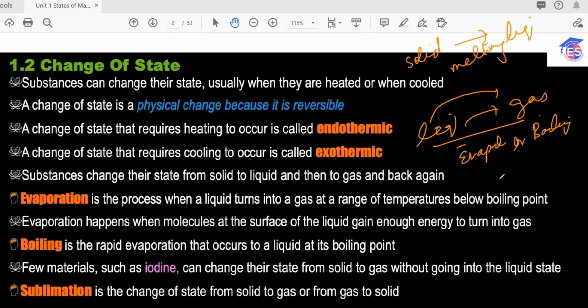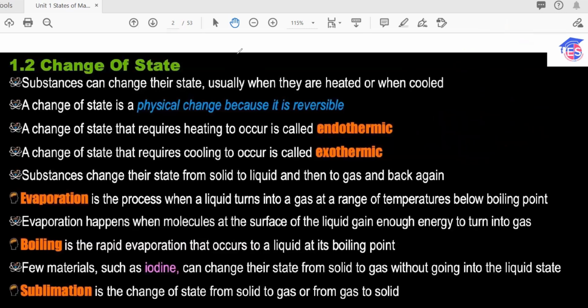Now I will make an example equation here. You have solid, here you have liquid, and here you have gas. Solid to liquid is known as melting. Liquid to gas is known as boiling, or evaporation. All of these involve heating, or you can say endothermic. Melting is endothermic, boiling is endothermic, evaporation is endothermic.